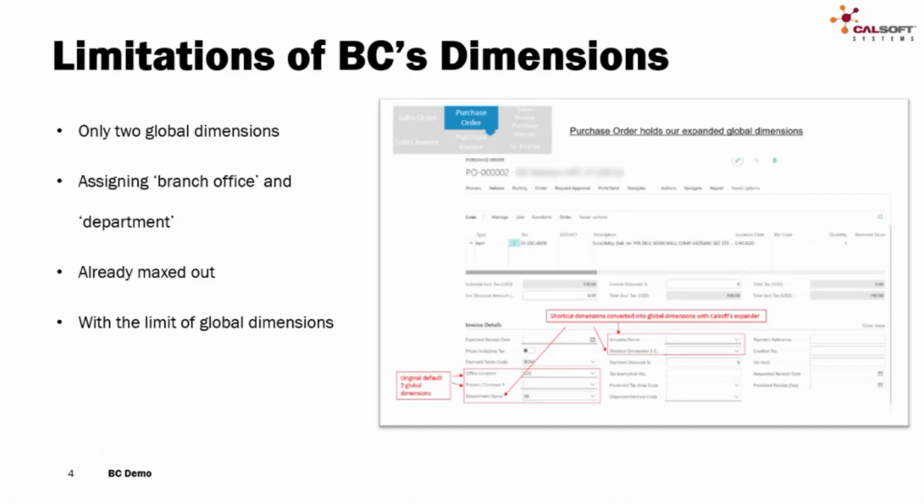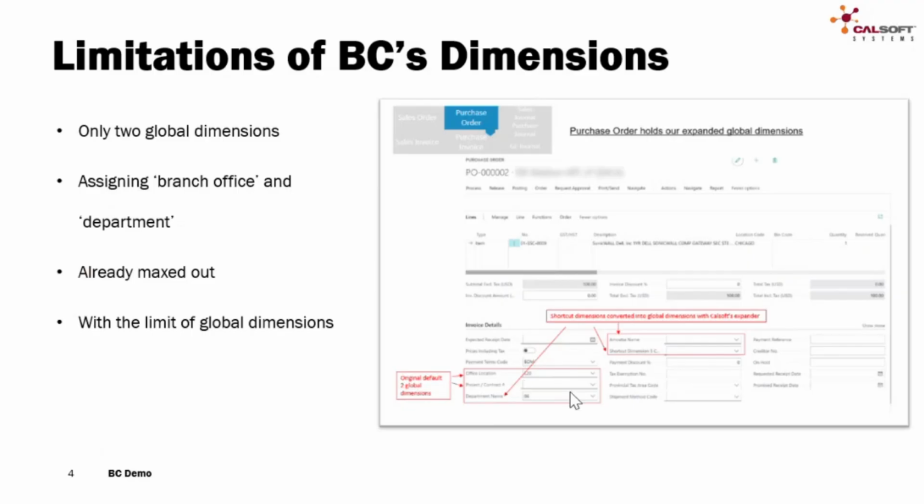Next one is the limitations of Business Essentials dimensions. Right now, Business Essentials only has 2 global dimensions, and as you can see from the screen, branch office and departments are assigned as the 2 global dimensions. And you can also see there are 6 different shortcut dimensions, and it is already maxed out with the limits of the global dimensions.